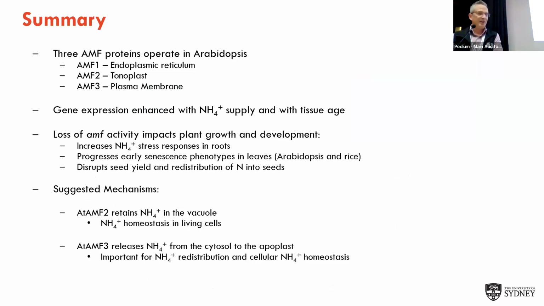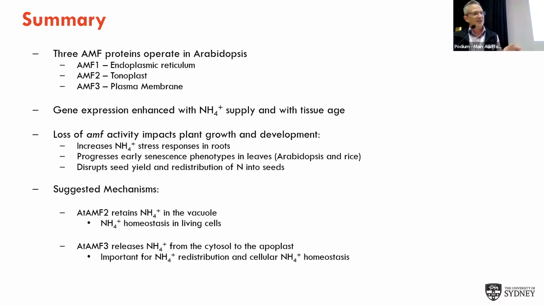A loss of activity will really disrupt development, increases the ammonium sensitivity of these plants, and promotes early senescence in leaves in Arabidopsis and in rice. It also will disrupt yield and redistribution of nitrogen into seeds. So these proteins have to be on to actually get nitrogen remobilized from the leaves and delivered into the seeds.